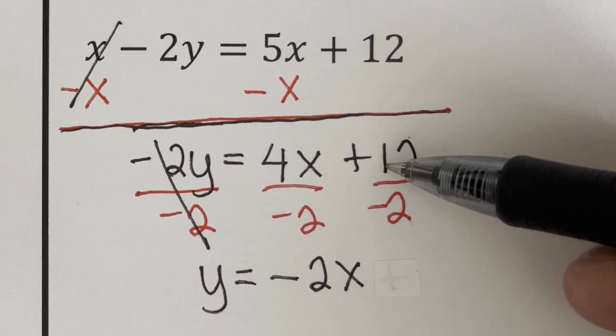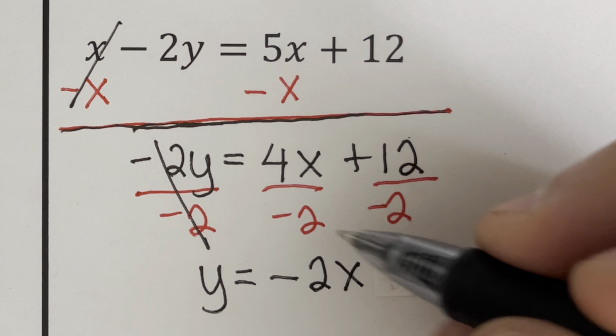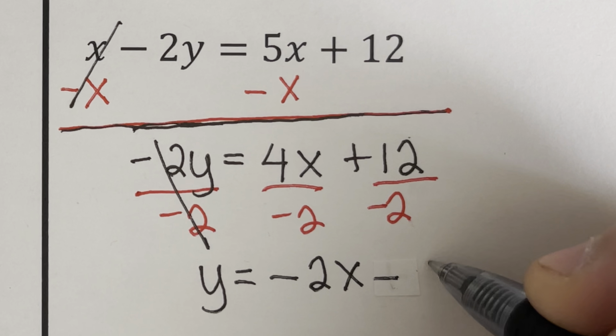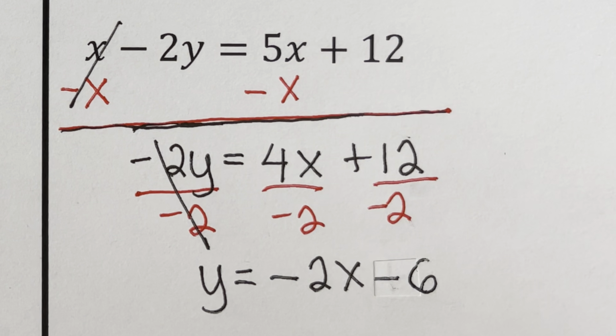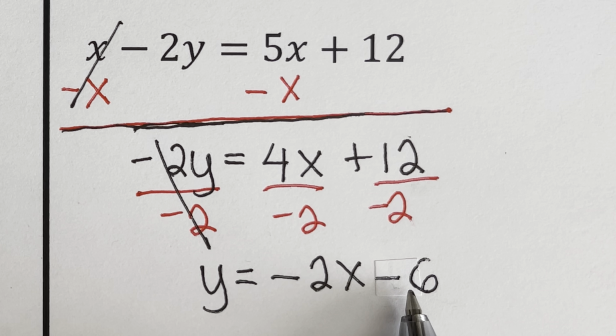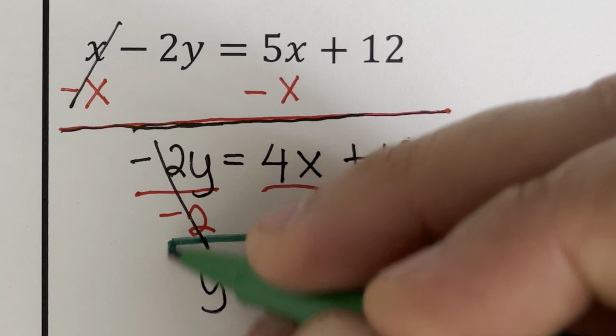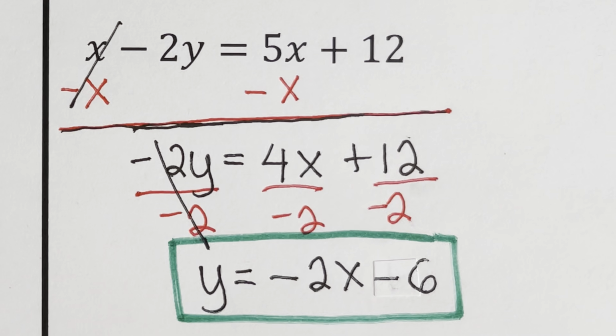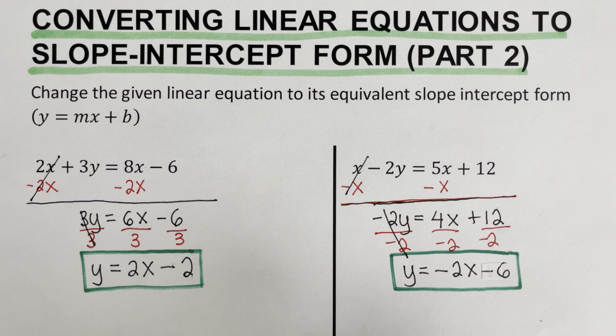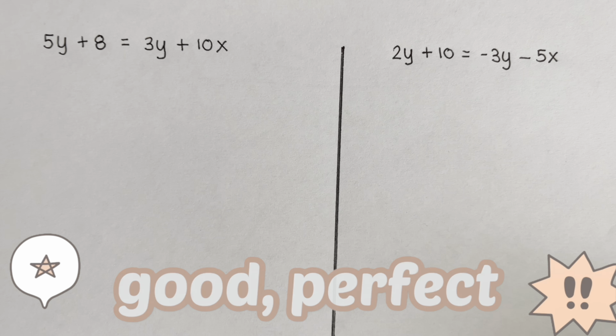So if we have a positive 12 divided by negative 2, that is a negative 6, because a positive divided by a negative is a negative, and then 12 divided by 2 is 6. So this is the equivalent slope-intercept form of this equation up there. Did you get the same answer as this? Good. Perfect. Now let's move on to the next example right here.